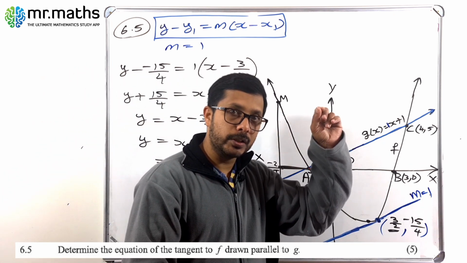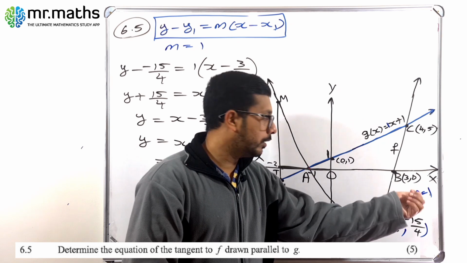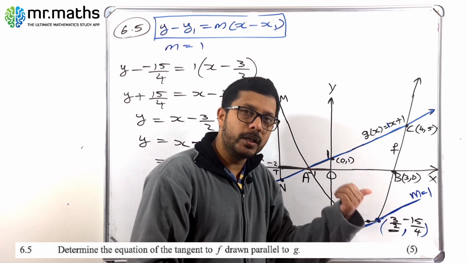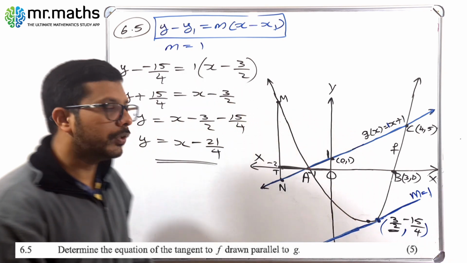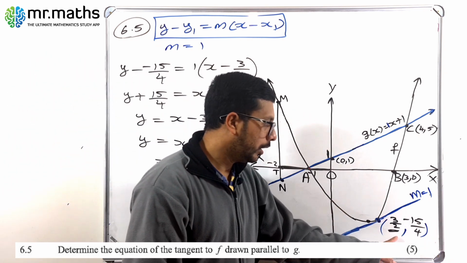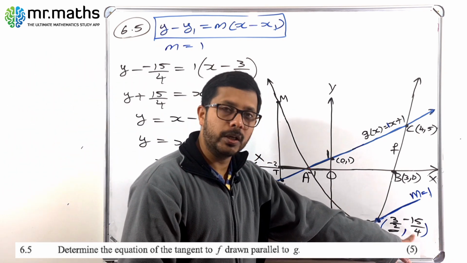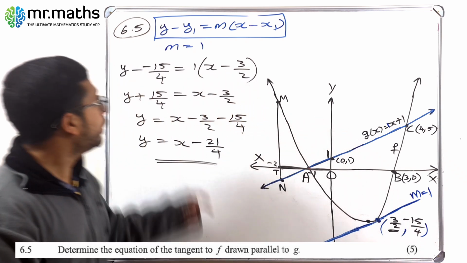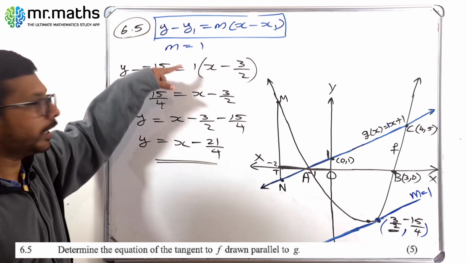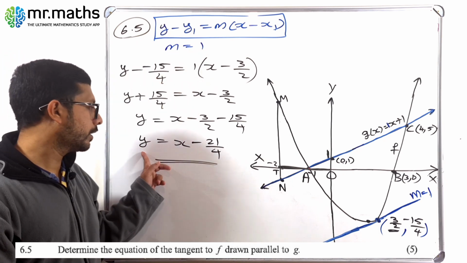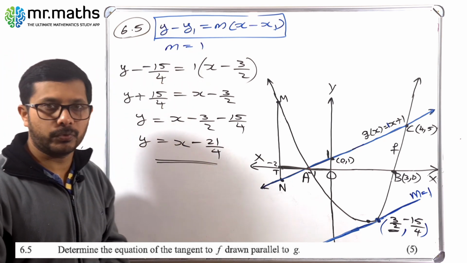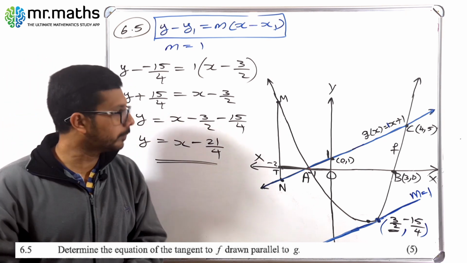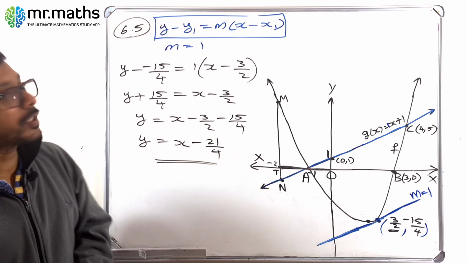So in that 2x plus 1, we substitute the x value and the answer is 1. From there we got the x value as 3 over 2, and we substitute again in the original equation, then you will get a y value. Then in the equation of the straight line, substitute, and the final answer is y equals x minus 21 over 4. Okay, so watch again and try to understand this. Okay, that is question number 6.5.